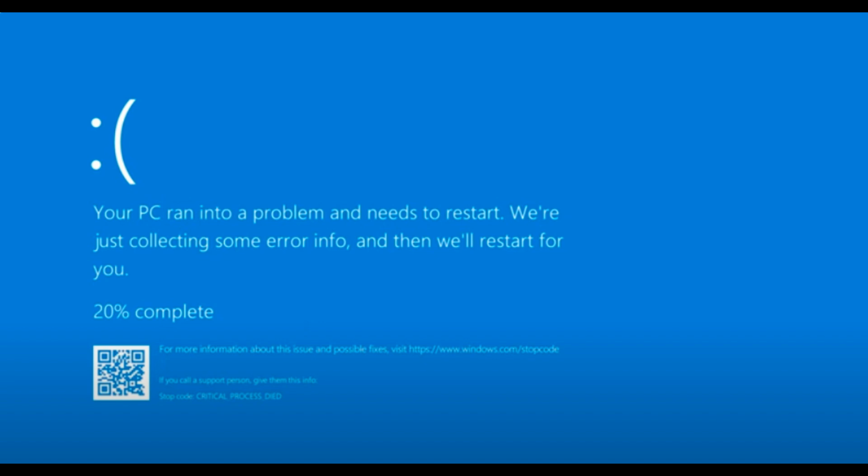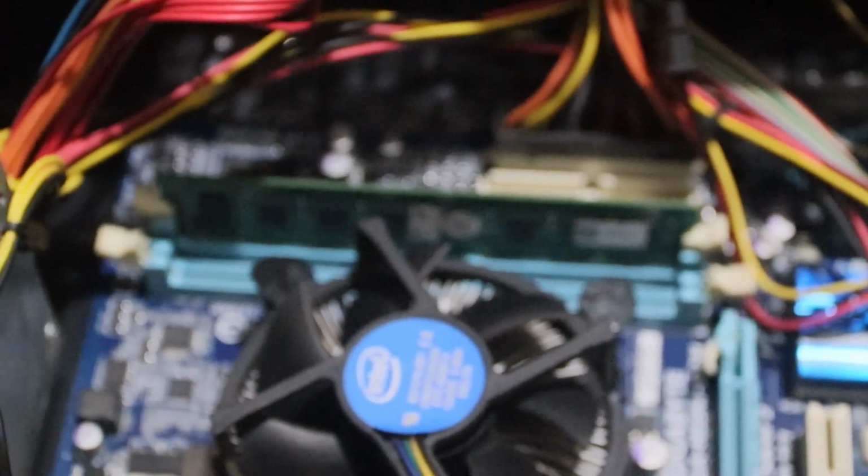Today, I am going to show you how to solve blue screen error by cleaning computer physical RAM. I have a computer that shows blue screen. Also, restarts computer several times. So, I am going to clean my RAM.